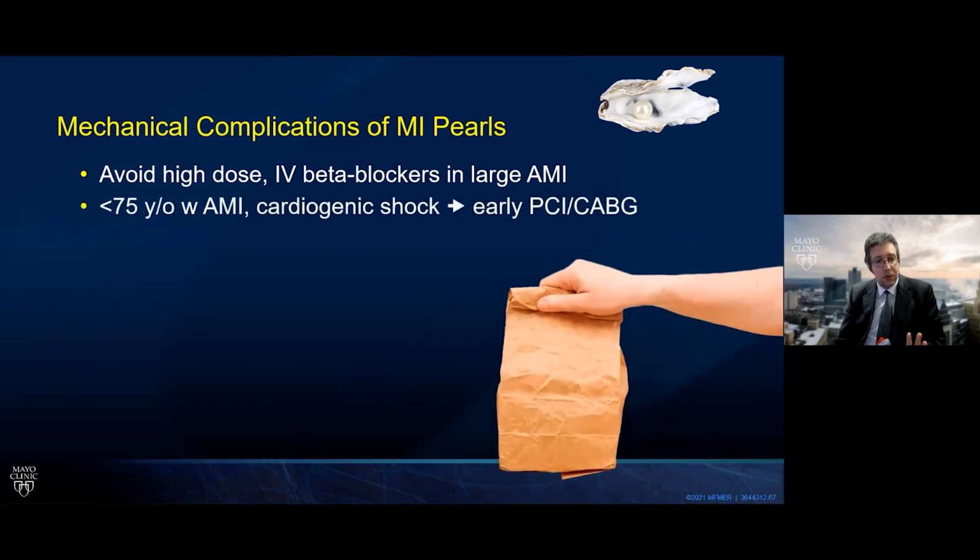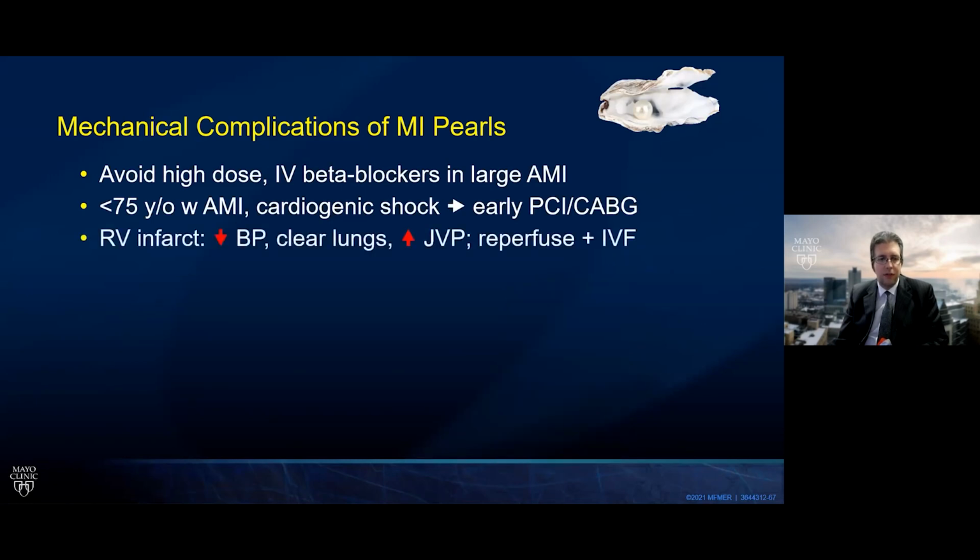If you have a patient presenting with acute MI, particularly if they're less than 75 years old and they've developed cardiogenic shock, think about early reperfusion. And truthfully, the guidelines would support early reperfusion in all patients, not just those less than 75.